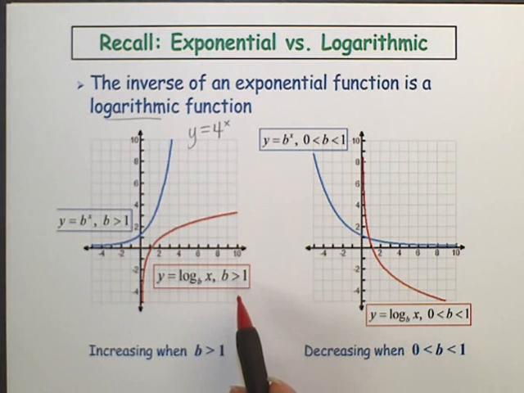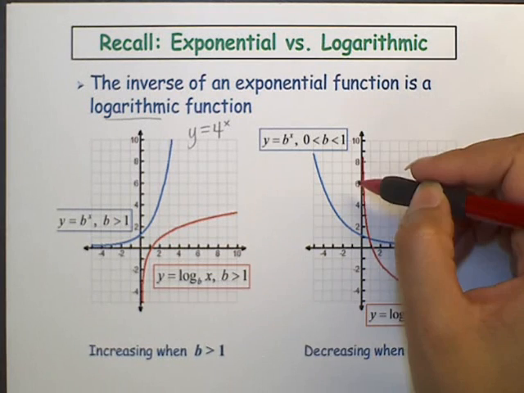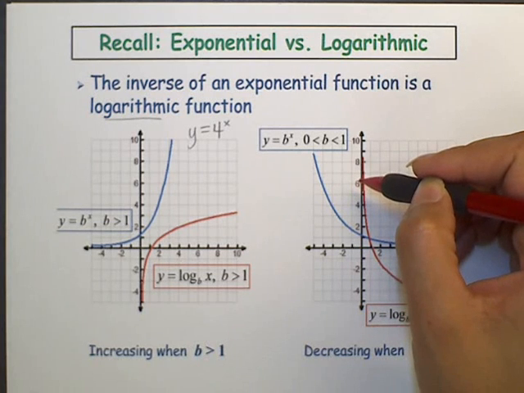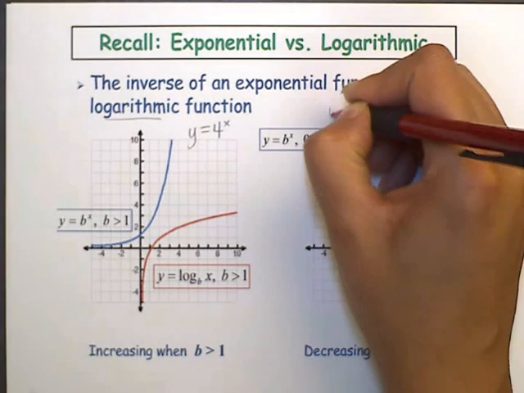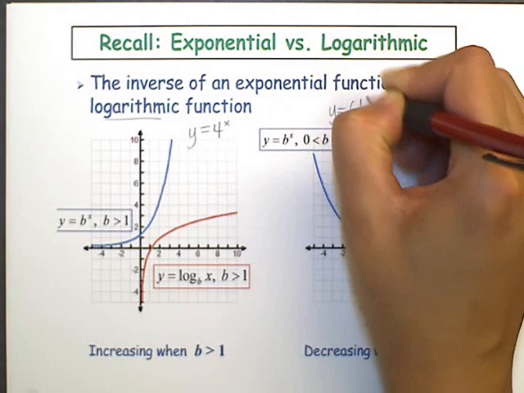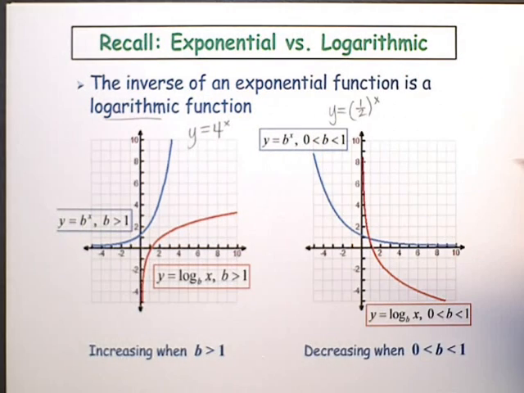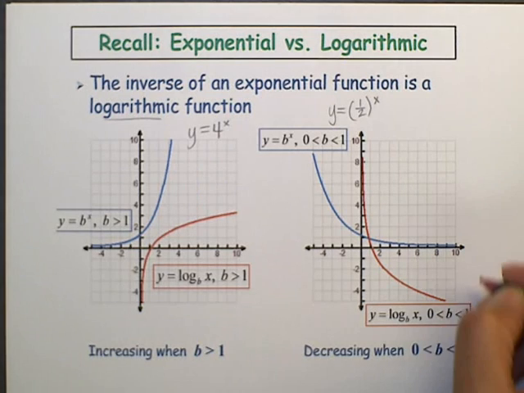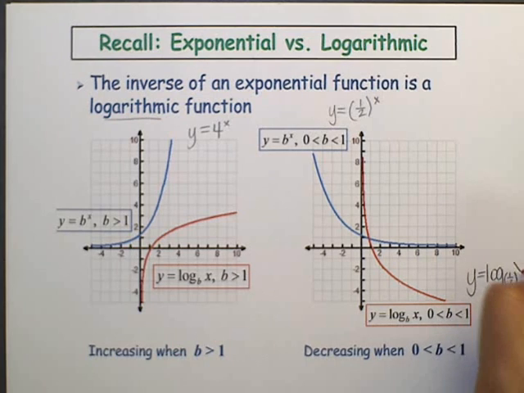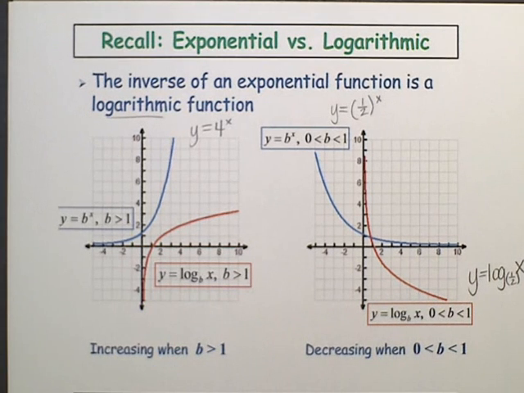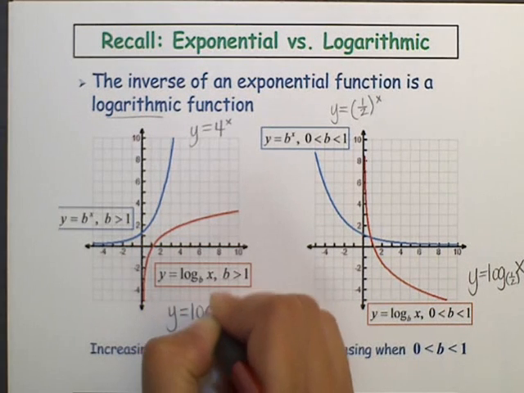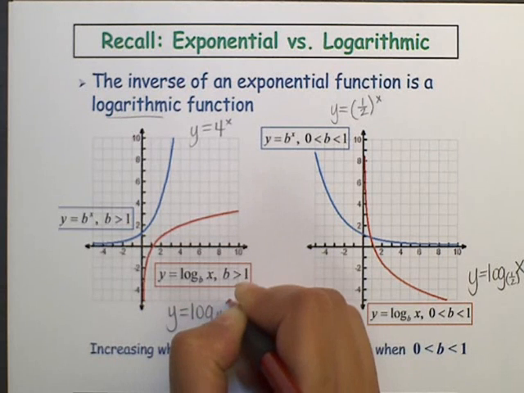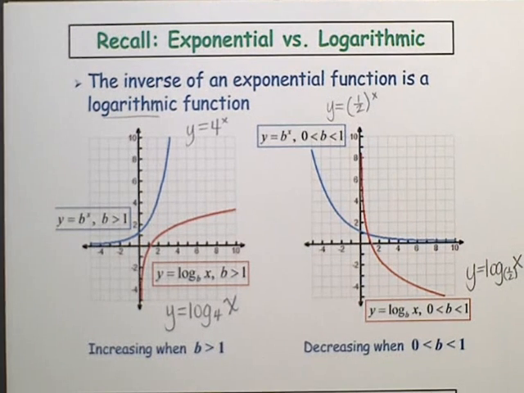Okay? This one here is an exponential function where the base is between 0 and 1, so something like y equals 1/2 to the exponent x. And so here's a corresponding logarithmic function with the base that's between 0 and 1. As a logarithmic function, this can look something like y equals log base 1/2 of x, or y equals log base 4 of x. Okay, so that's what they would look like in logarithmic form.